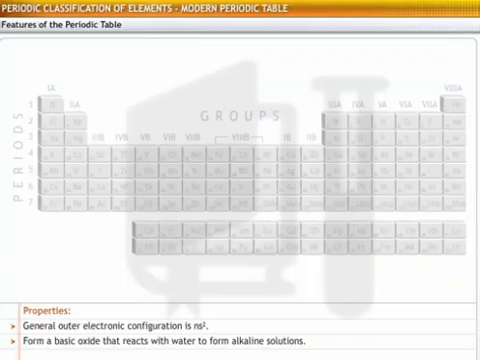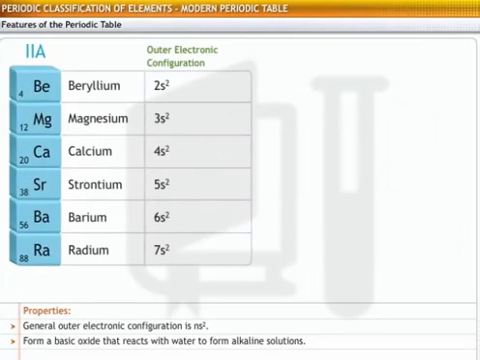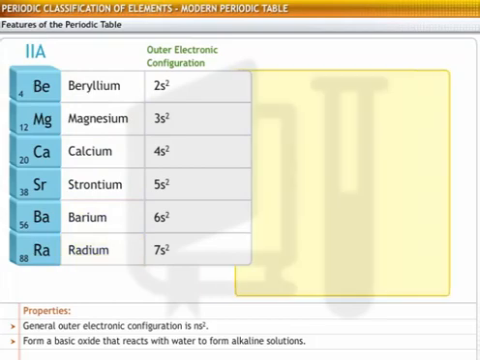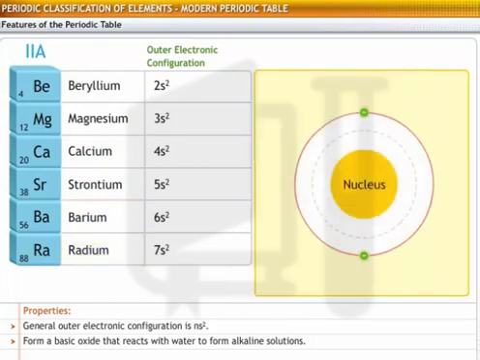Let's now look at the elements in group 2. The elements of the second group are beryllium, magnesium, calcium, strontium, barium, and radium. These contain 2 electrons in the valence shell. That is, their general outer electronic configuration is ns2.